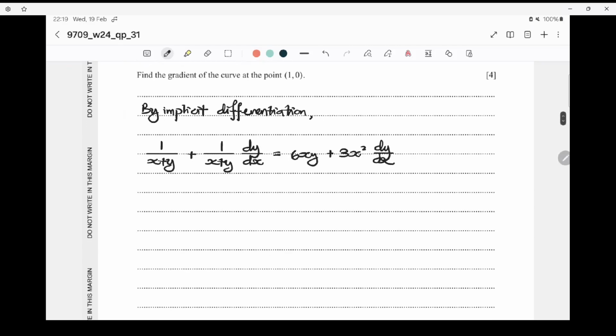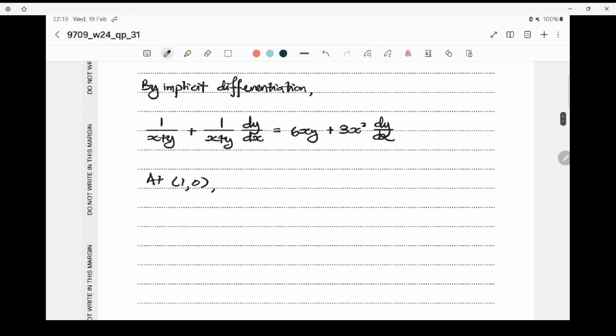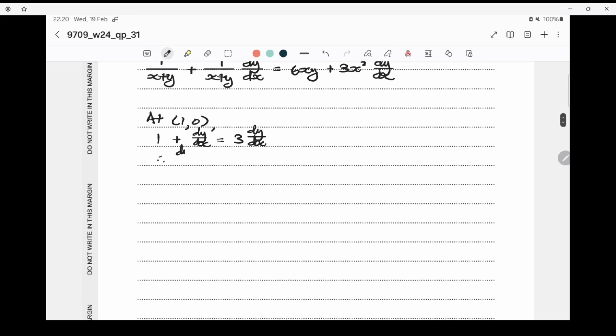So technically speaking, you don't need to simplify it because you just need to find the gradient. So at this particular point, you just substitute x equals 1, y equals 0. So the first term will be 1. The second term will also be 1. And then you have dy dx equals to, so when y equals 0, 6xy will be 0. So you have 3 dy dx. So therefore, dy dx is 1 over 2. That's it.